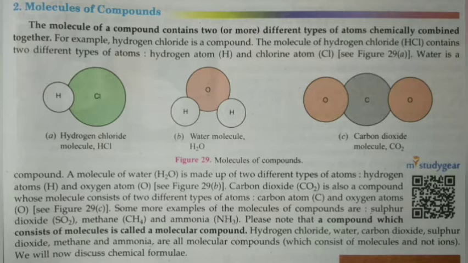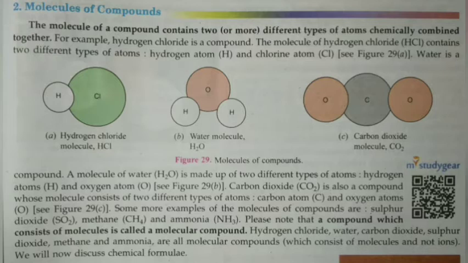The formula becomes H2O. The molecule of hydrogen chloride is formed by one atom of hydrogen and one atom of chlorine. The formula becomes HCl. And the formula of carbon dioxide is CO2, which is formed by one atom of carbon and two atoms of oxygen combined together chemically. The compound which is formed by the molecules is called a molecular compound.